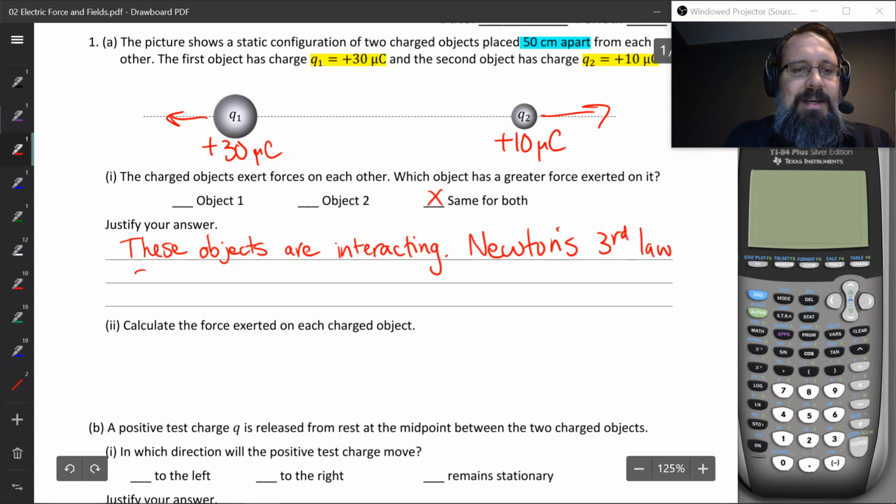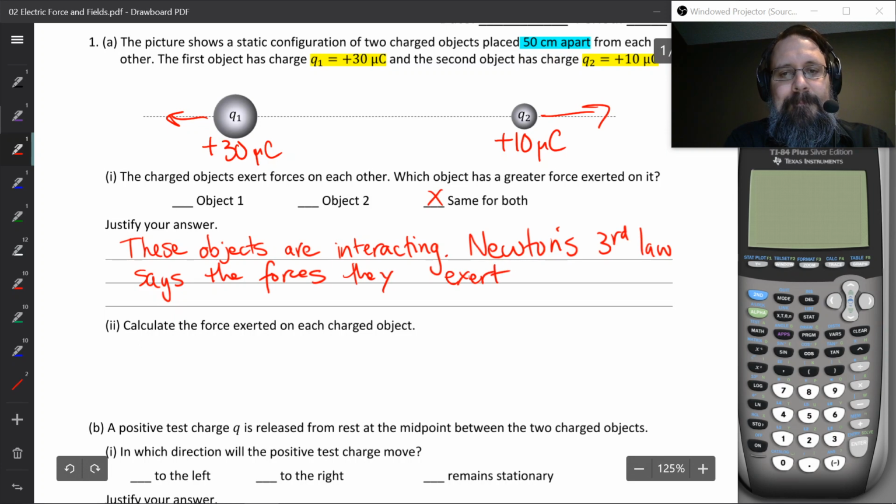So Newton's third law says the forces they exert on each other are equal and opposite. I'll just say equal in magnitude, since that answers the question.